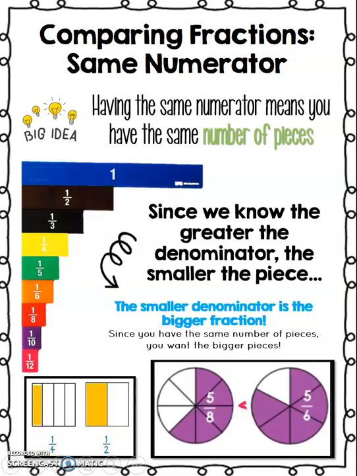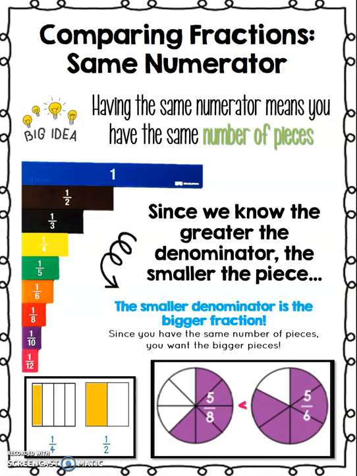I could also look at this with circles. So I have 5/8 and 5/6. My numerator, again, is exactly the same. I still have 5 pieces, but I know that 5/6 is going to be greater because I have a smaller denominator, and the smaller the denominator, the bigger the piece.